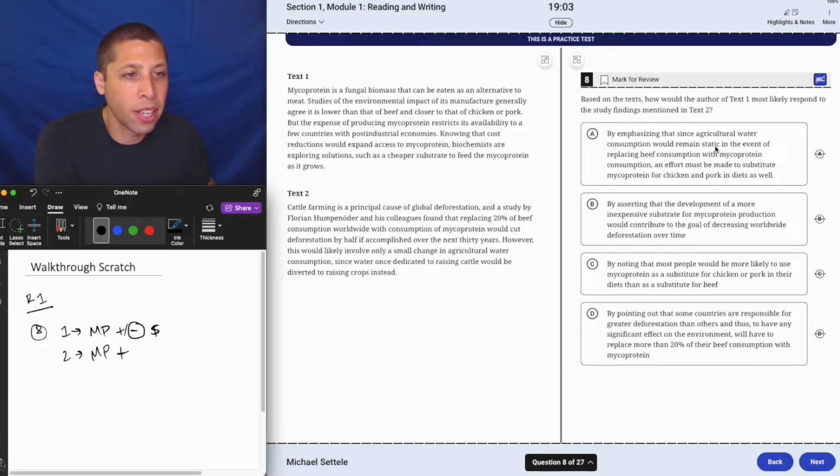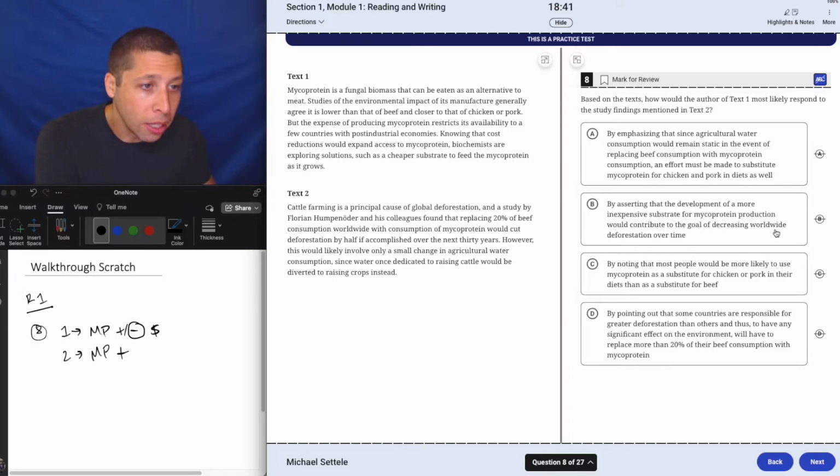So A, by emphasizing that since agricultural water consumption would remain static in the event of replacing beef consumption with mycoprotein consumption, an effort must be made to substitute mycoprotein for chicken and pork in diets as well. I barely understand this. This just seems very complicated. Let's move on to B. By asserting that the development of a more inexpensive substrate for mycoprotein production would contribute to the goal of decreasing worldwide deforestation over time. Well, it's about the money. That seems good. So this one's more about the money. Let's choose it for now.